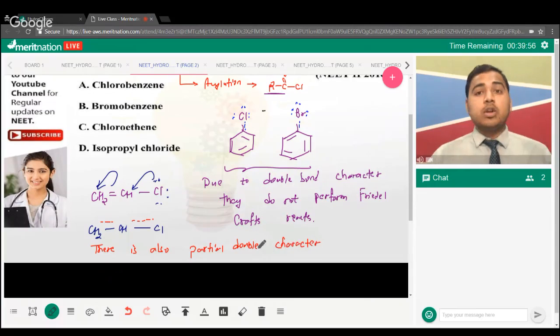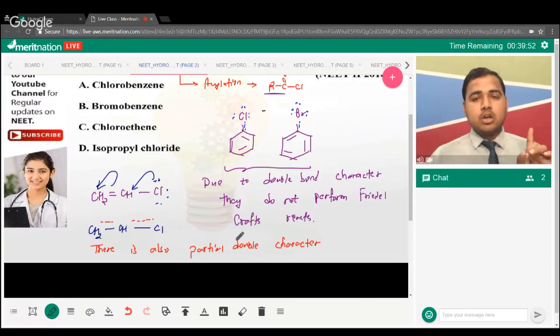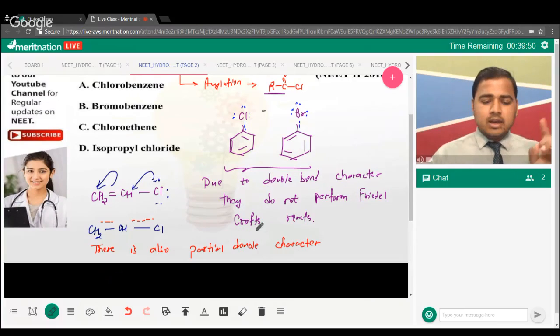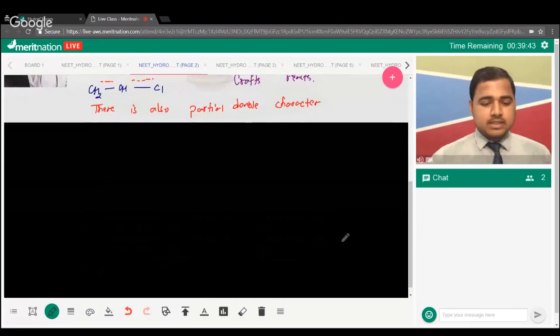It means this chlorine atom is not going to leave in option A, option B, and option C. Last option, let's have a look at what happens. The last option is isopropyl chloride. That's a very beautiful method. This is CH3, this is the CH, and this is the CH3, and this is the chlorine. So this is the isopropyl chloride.